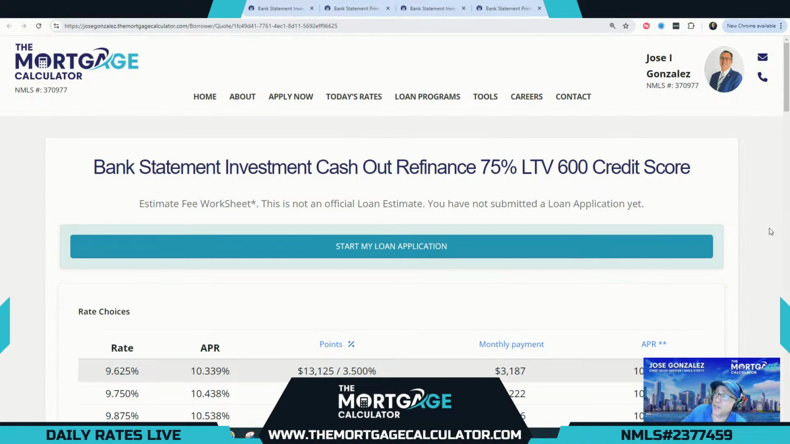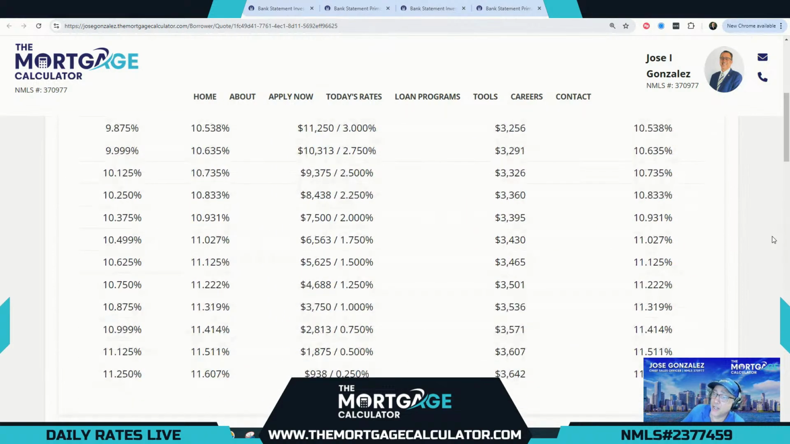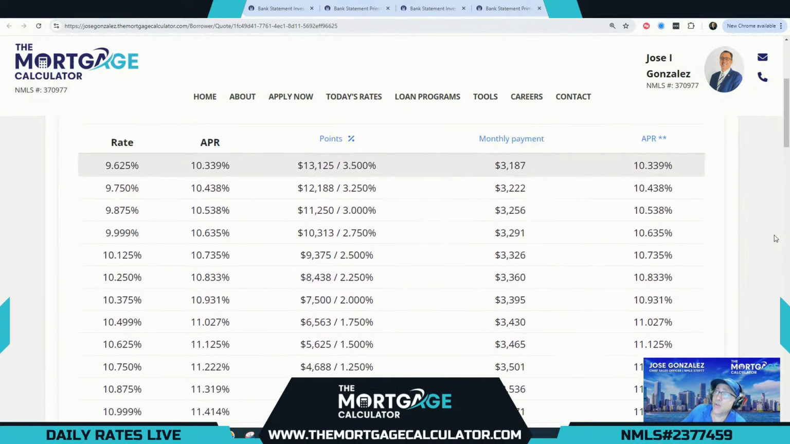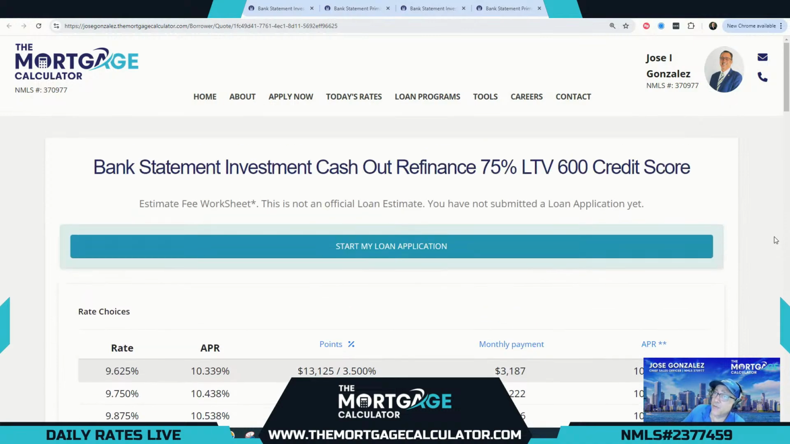And our last option is for our lower credit score borrowers. We did not forget about you. We have our 600 credit score option here for a cash out refi on an investment property, and we can go up to an astounding 75% LTV for the 600 credit score investment cash out option. 11.25% is our lowest cost option at a quarter point cost, and we can buy that down all the way to 9.625% for our investment cash out 75% LTV 600 credit score borrower.